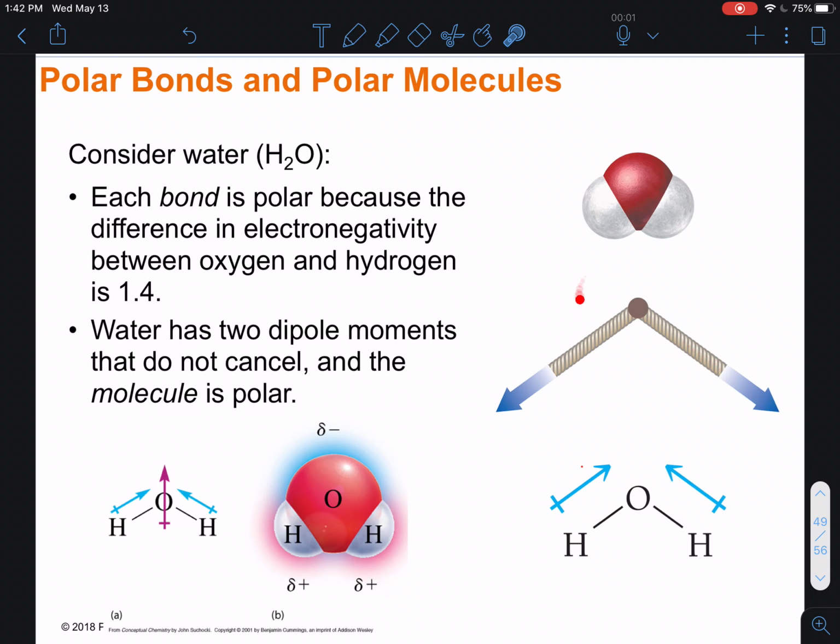The electron density is up here, and there's a lack of electron density down here, here, and here, right? The shape of water, with the fact that it's made up of polar bonds, makes the water molecule polar, okay? The fact that CO2 is linear, even though it's made up of polar bonds, means CO2 is nonpolar because it's linear.